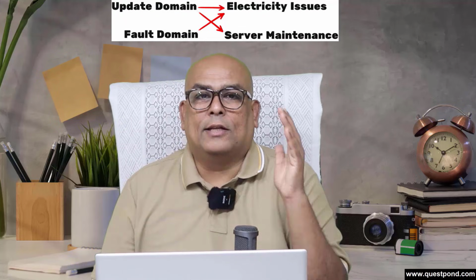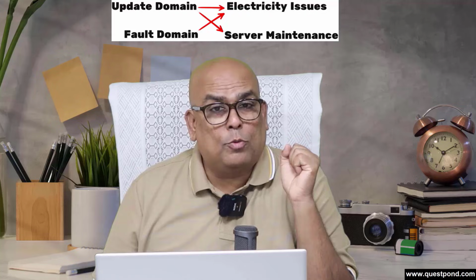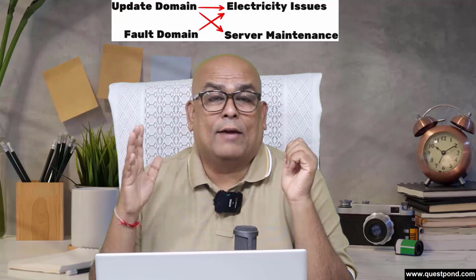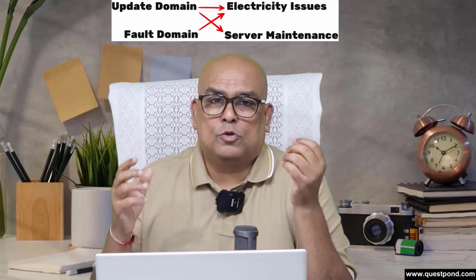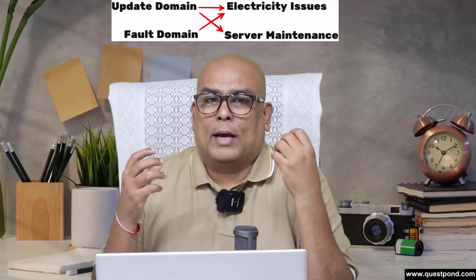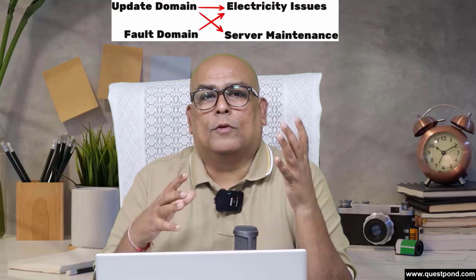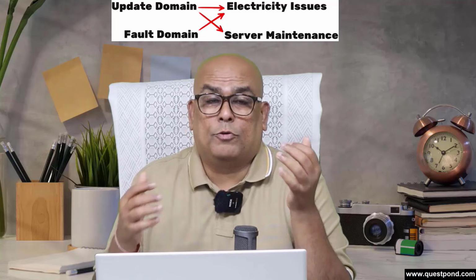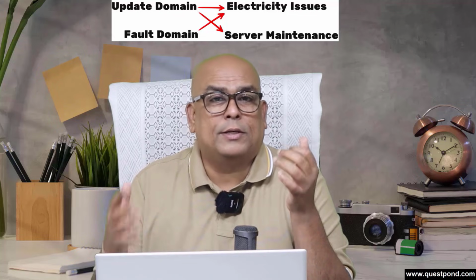Question number 1, match the pairs. At the left hand side, we have update domain and fault domain. And at the right hand side, we have the problems they address. So match the pairs. If you think that both of them address all the problems, or if you think one of them addresses one problem, right? What do you think? Update domain and fault domain, how do they get allocated?